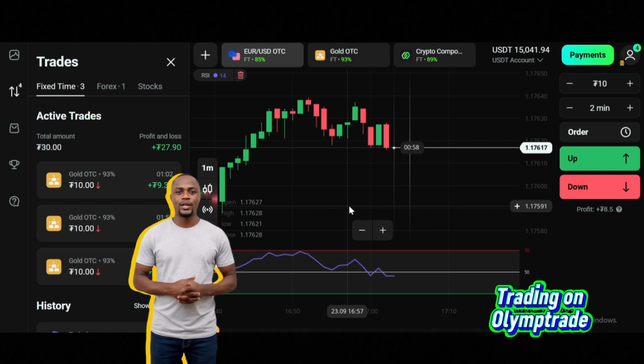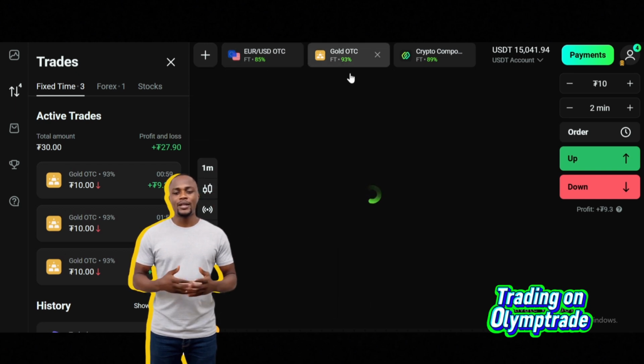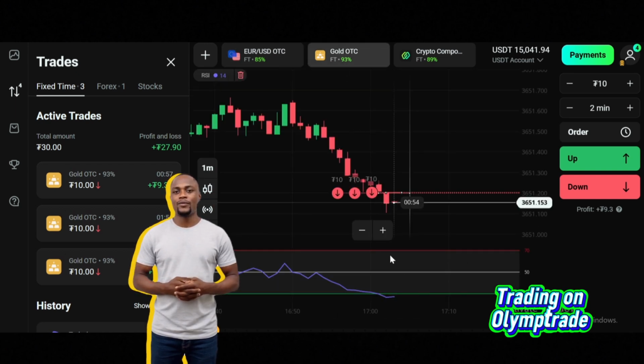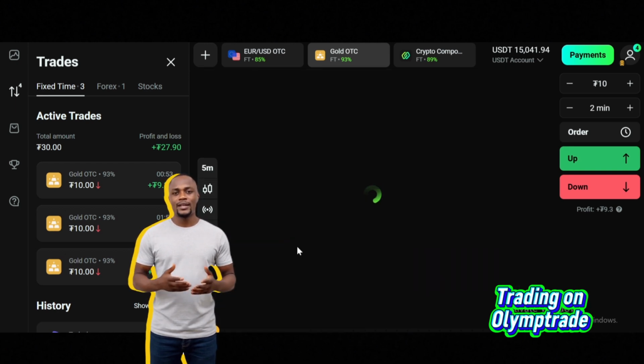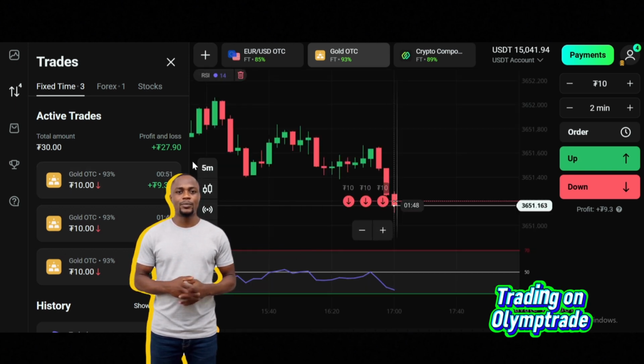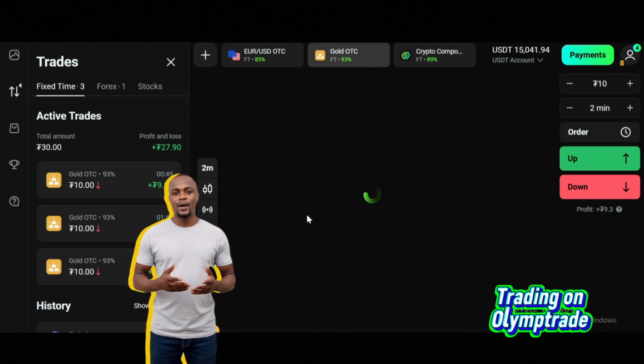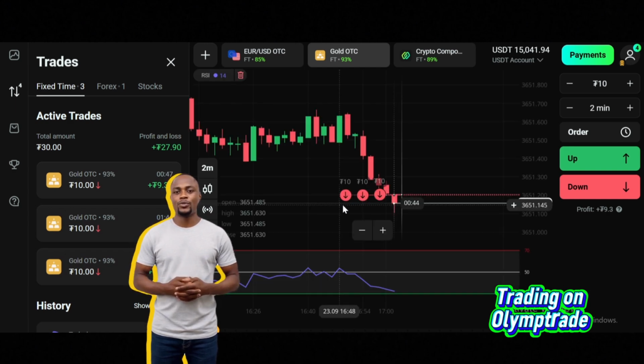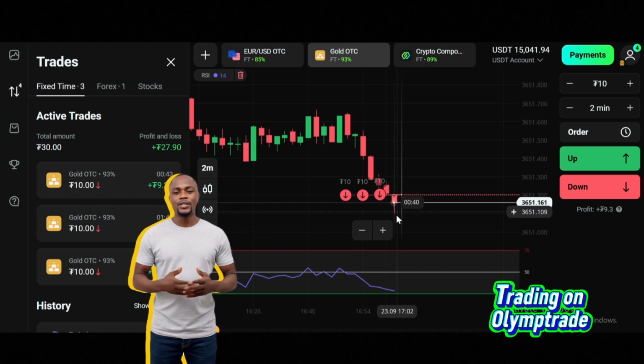Now imagine you're trading gold. The RSI climbs to 75, signaling overbought. A few candles later, the RSI starts to fall below 70. You place a down trade for 15 minutes. As the price corrects, you win again. That's how the RSI strategy helps you catch reversals. And that's how you use the RSI strategy on Olymptrade for fixed time trading.